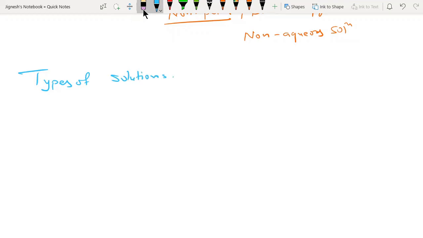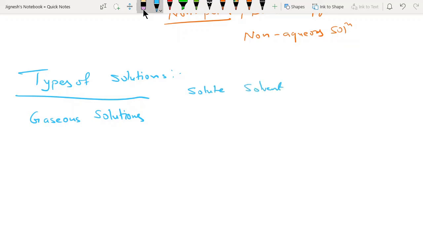So the first type of solution is gaseous solutions. Guys, this is gaseous solutions. Let us understand this. In the terms of gaseous solution, I'm going to make two columns here: solute and then solvent.